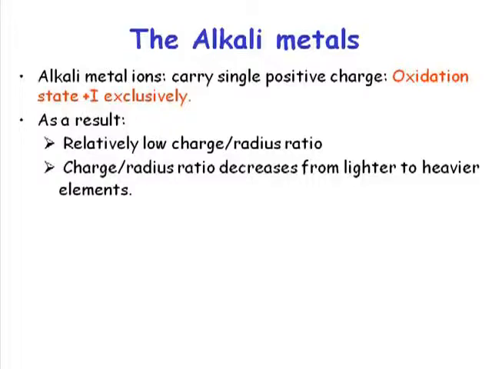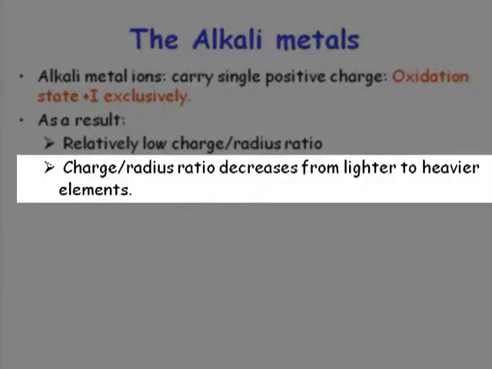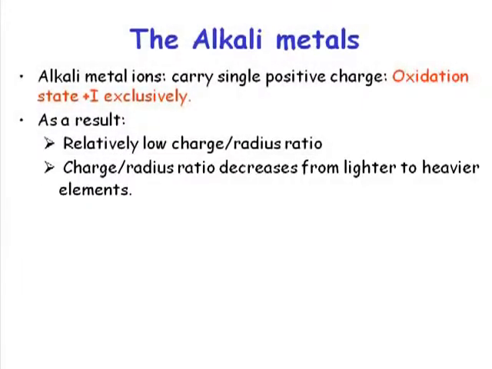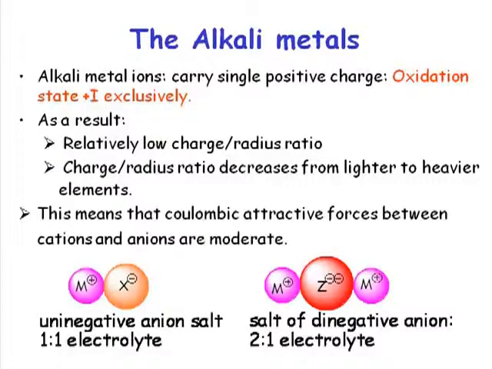What also happens, of course, as you go down a group in the periodic table, what happens to the size of the atom, or indeed the ion? It increases. And because it increases, you've still got one positive charge. That charge to radius ratio is going to get lower and lower. Electrostatic interactions between these ions are actually greater for lithium than they would be for cesium, simply because cesium is much larger. Okay, so we have relatively weak coulombic interactions between cations and anions.